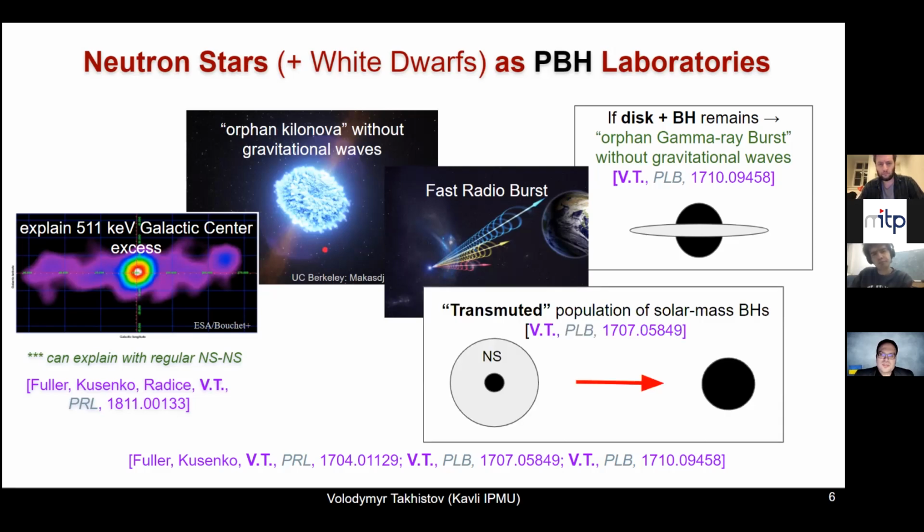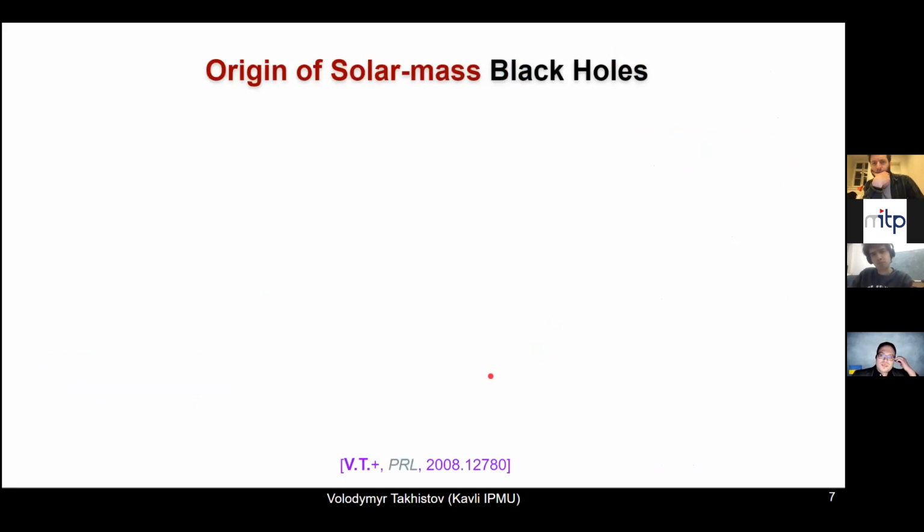One signature that I would like to discuss a little bit more are the so-called transmuted solar mass black holes. This is just a term that I coined in this study, but it basically denotes solar mass black holes that originate from a small primordial black hole, or small black hole, eating a neutron star. And this brings us to the discussion of the origin of solar mass black holes more broadly.